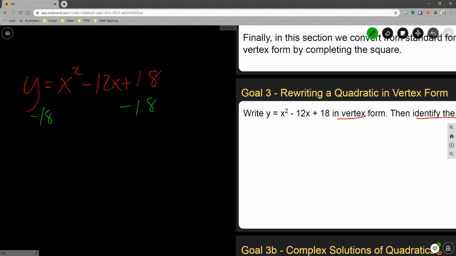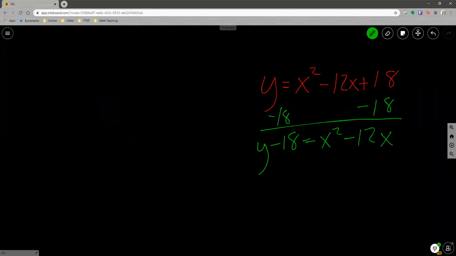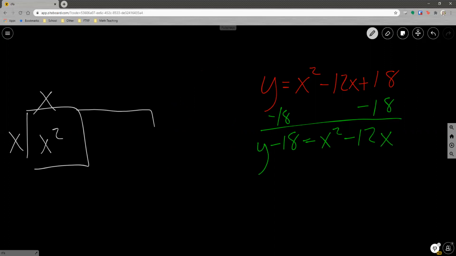Just going to set that 18 over to the side for right now. I end up with y minus 18 equals x squared minus 12x. So now I've got a situation where I can complete the square. Remember, my diagram would look like this. x times x is x squared, and then the extra part to the right is negative 12x.